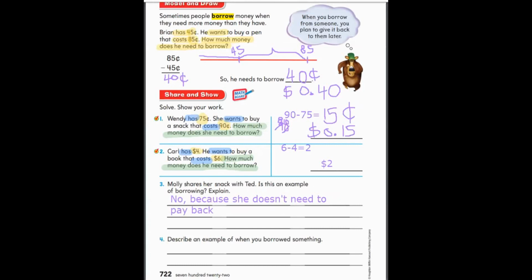Describe an example of when you borrow something. Okay. You give me the example. Sometimes you borrow pencils in the school. So when you borrow, you have to give back the pencil. Okay? Okay, let's do the next page.